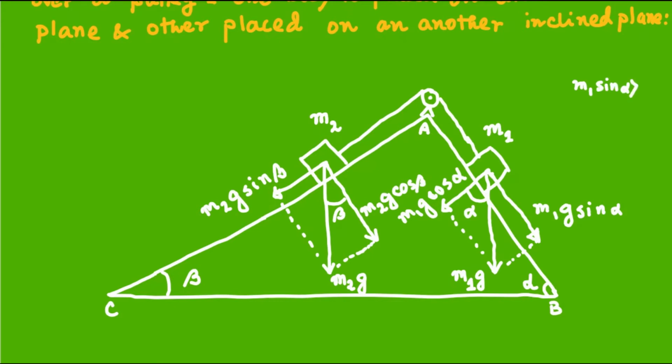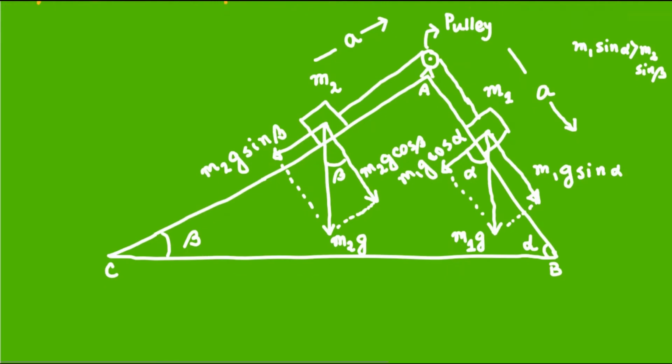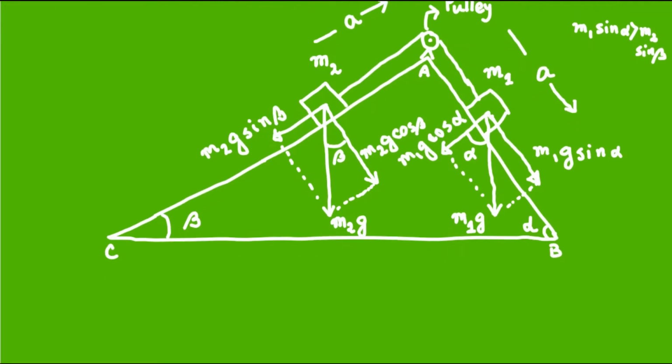Now if m1 sin alpha is greater than m2 sin beta, we can assume that m1 sin alpha is greater than m2 sin beta. In that case, the block of mass m1 will be moving with an acceleration a down the inclined plane AB, and the block of mass m2 will be moving with the same acceleration up the inclined plane AC. And this is the pulley.